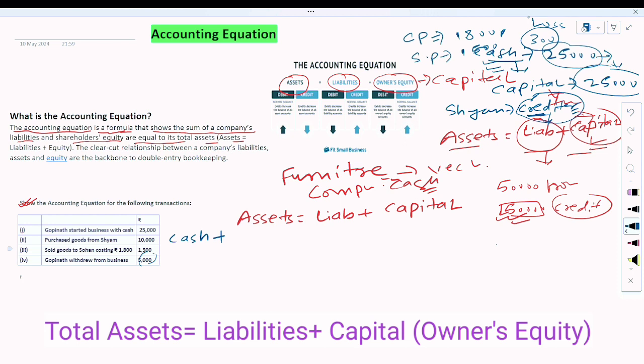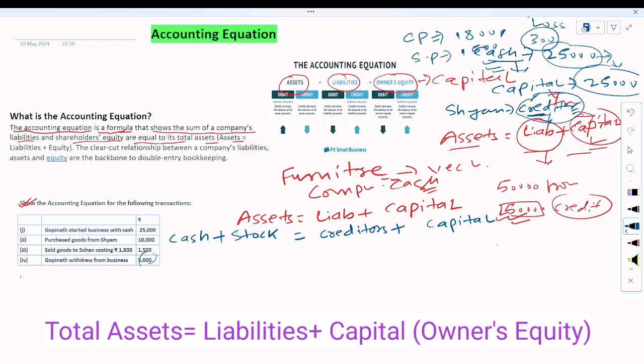Now we will solve this question. Let us see here. First of all, the asset. What is the asset here? The asset is cash. Second, he is purchasing goods. Goods means stock. For the asset, stock is equal to liabilities, because he is purchasing goods on credit from Shyam. Here a liability is also created, creditors, plus capital will be as it is.